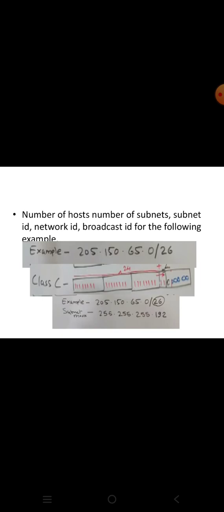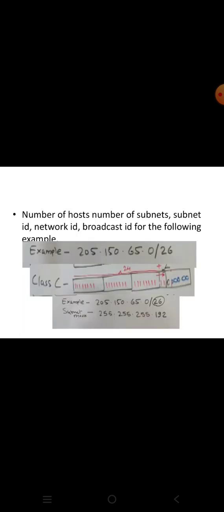For the number of hosts, we have the formula 2 power n minus 2, where n is the number of host bits remaining. Out of the last 8 bits we are taking 2 bits for network, so the remaining portion is 6 bits. 2 power 6 is 64, and 64 minus 2 is 62. So the number of hosts will be 62.